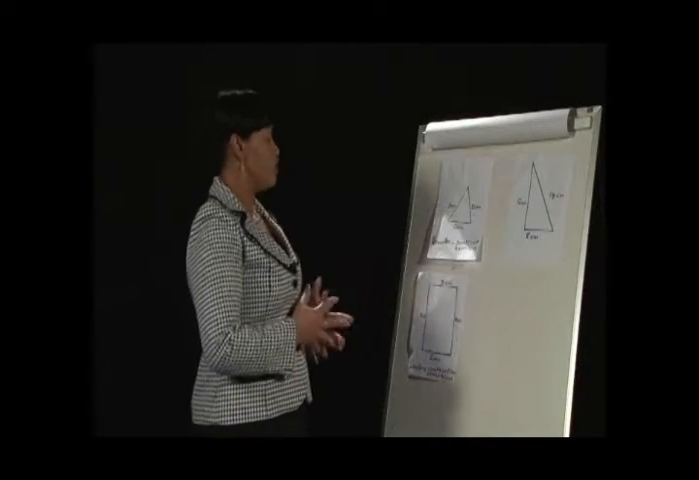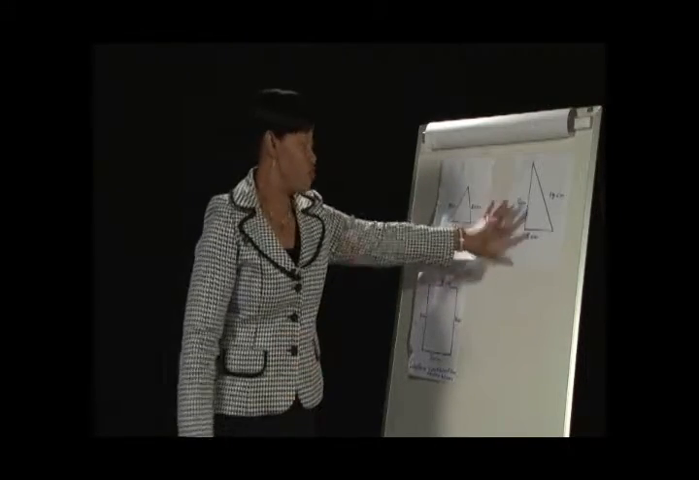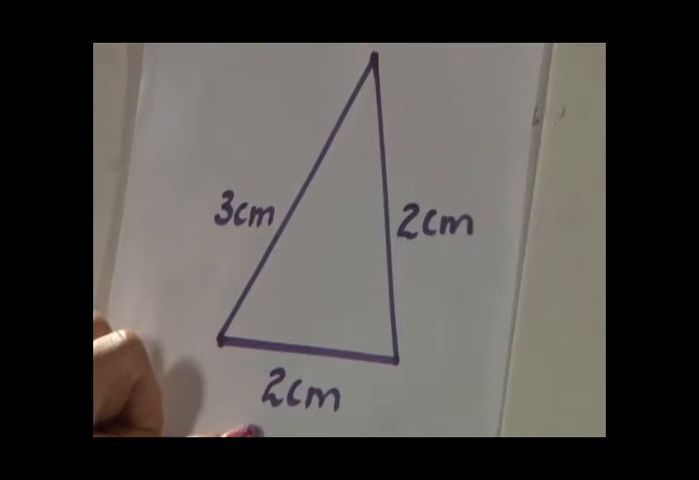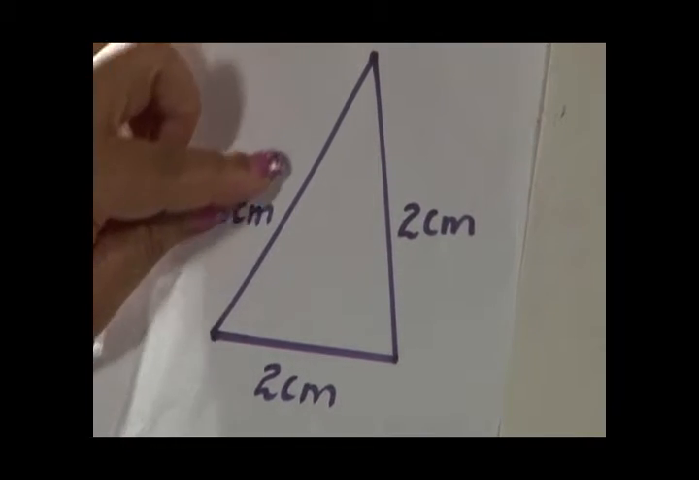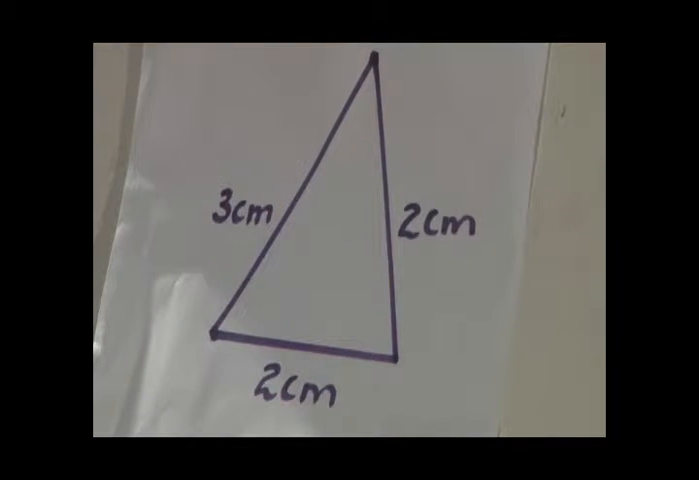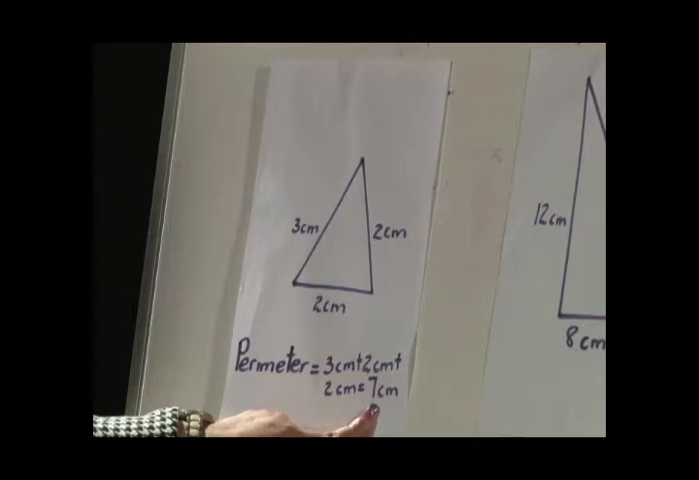Here on the board, boys and girls, we have some shapes. Over here we have a triangle, over here a triangle, and down here a rectangle. Here we have 2 centimeters, this side 3 centimeters, and over here 2 centimeters. Now remember, boys and girls, we say that we are going to find the perimeter, so we are to add the measurement around the shape. I went ahead and I made the addition, and our answer is 7 centimeters.